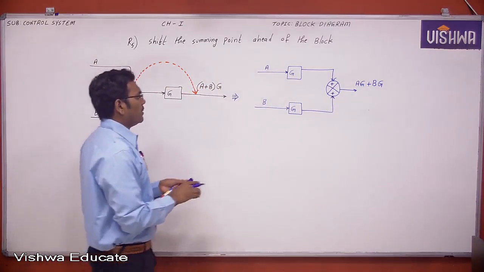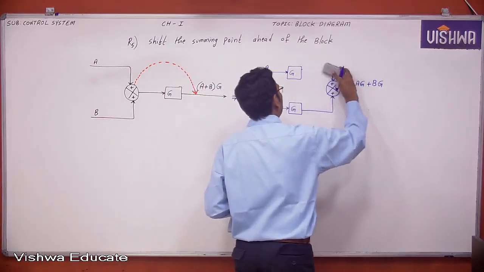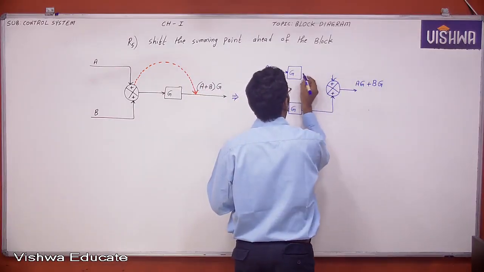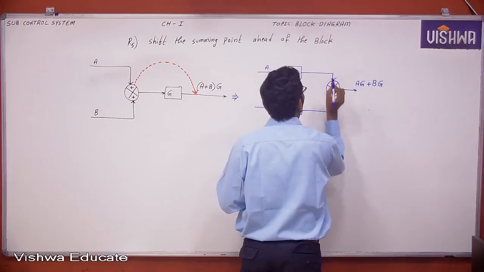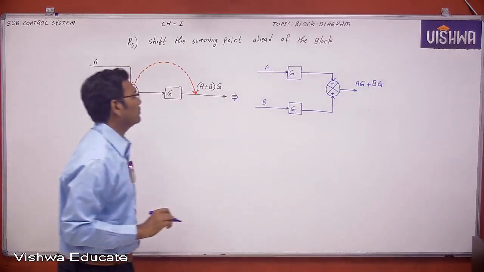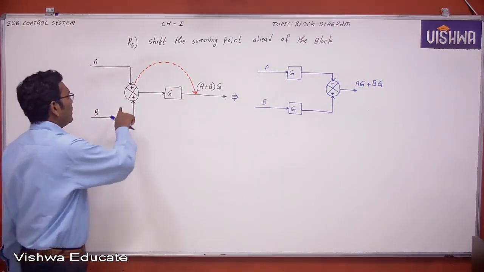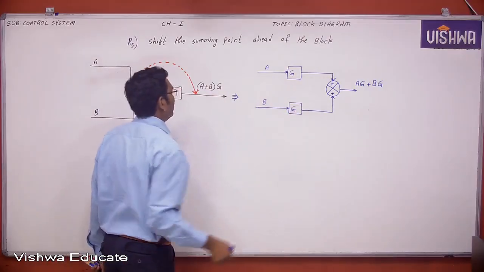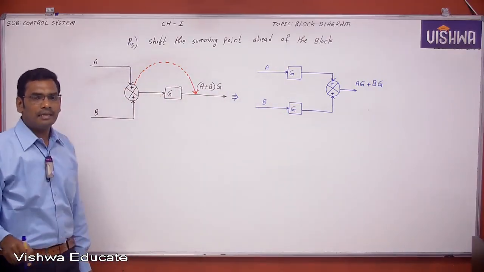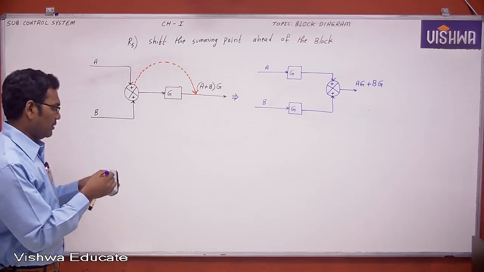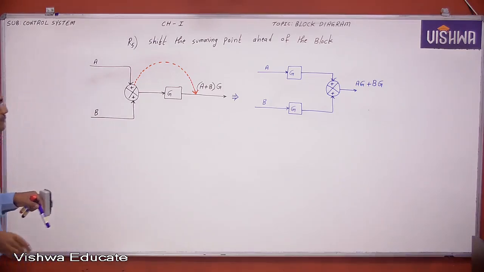Now this is the summing point. Now you shift the summing point ahead of the block. Okay. Now this is the summing point. Now summing point is shifted ahead of the block. These are the changes taking place in the block diagram.